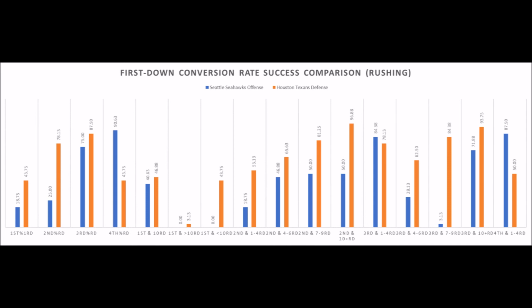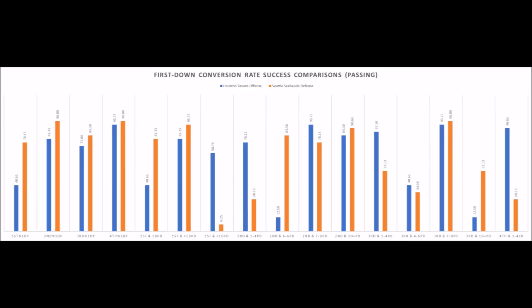Then you look at passing downs. This is the Texans passing offense versus the Seahawks passing defense, and the Seahawks are overwhelmingly favored here when it comes to first down, second down, and third down situations. Despite the inefficiencies that the Texans have in terms of completion percentage, they still have been able to find a way to get it done.